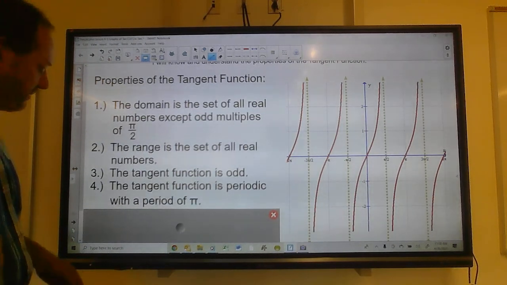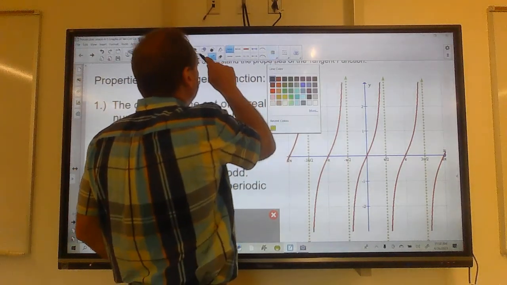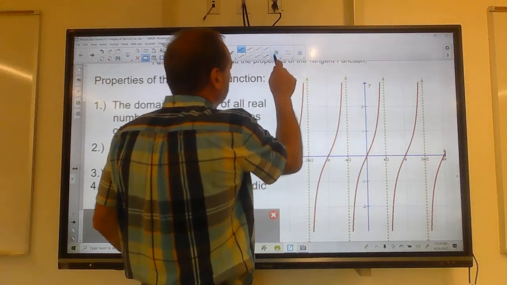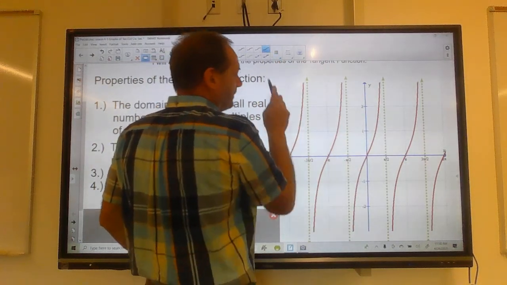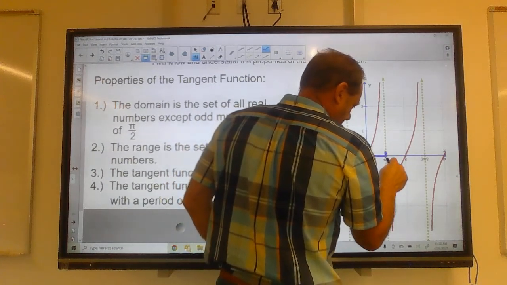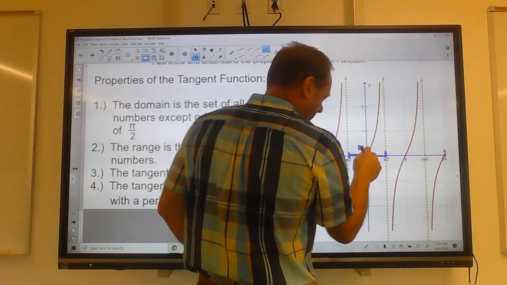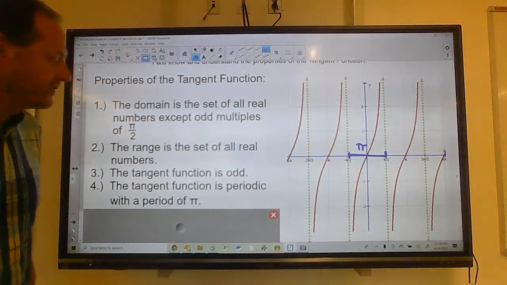It's periodic with a period of pi. So if I look here, here's one period, gets all its values in between there. This is a half a pi, this is a half a pi, so this period is pi. And then it just repeats itself.